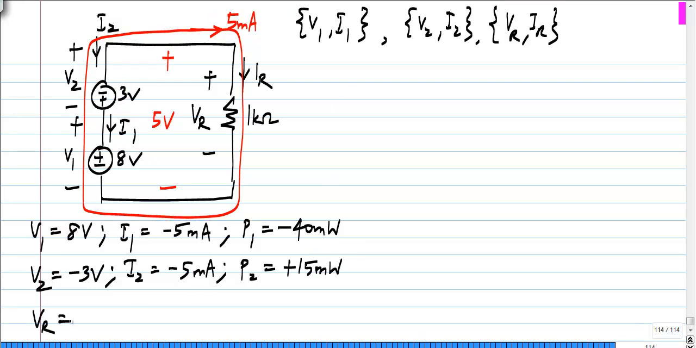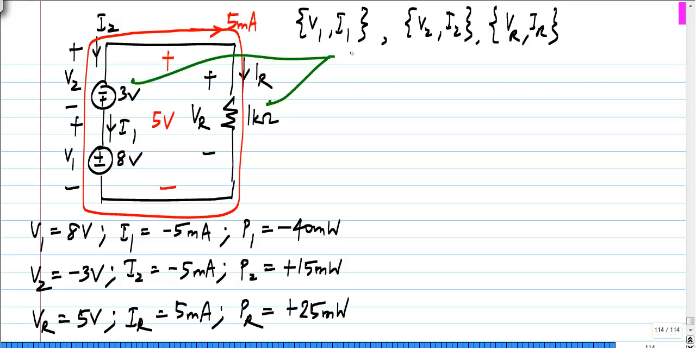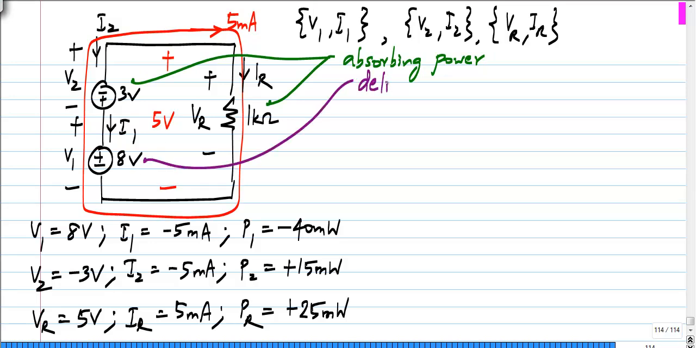And finally, the resistor voltage VR is 5 volts and the current IR is 5 milliamperes. So, the power PR is plus 25 milliwatts. So, it means that this voltage source and the resistor, of course, are absorbing power. The resistor of course always absorbs power, but the voltage source could either absorb or deliver power. In this particular case, the 3 volt source is absorbing power, whereas the 8 volt source is delivering power. So, this is an example to show that an independent voltage source could be absorbing power as well. That depends on the operating point of the circuit.